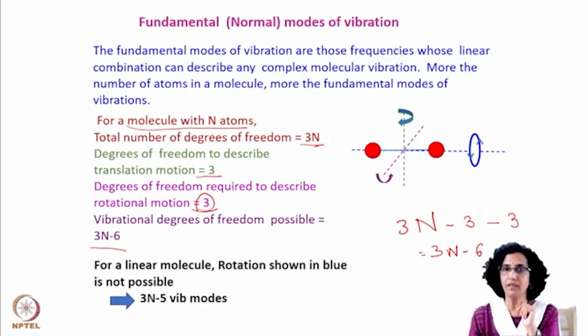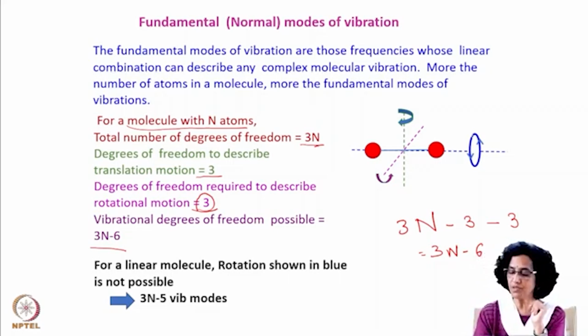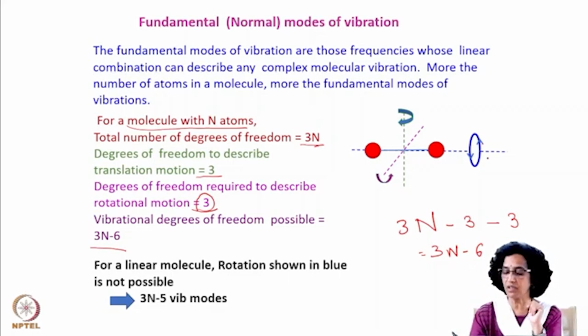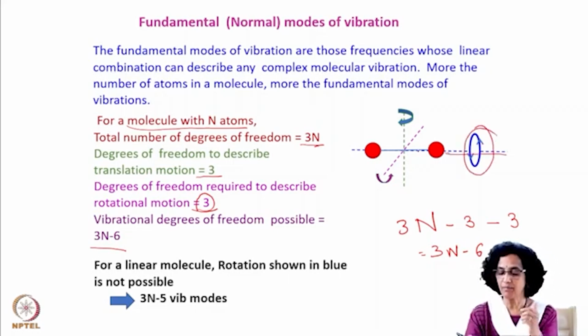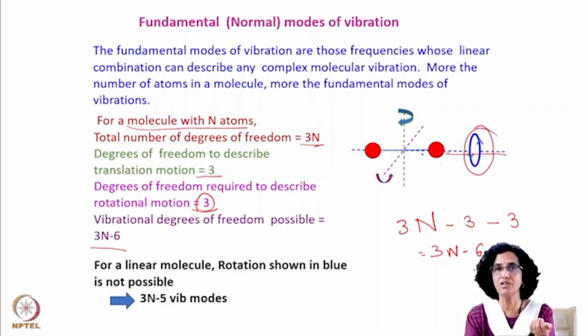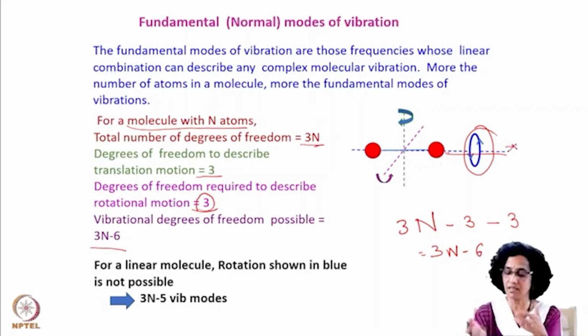Now, in case of a linear molecule, this kind of a motion is not allowed about this axis, because here the molecule remains unchanged as it rotates about this. It is unchanged, and therefore this motion is not allowed.